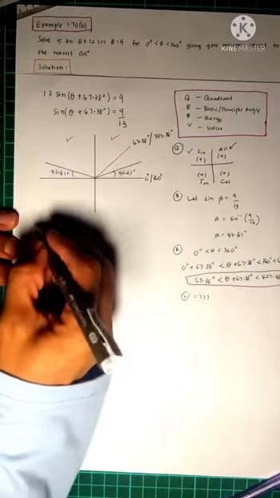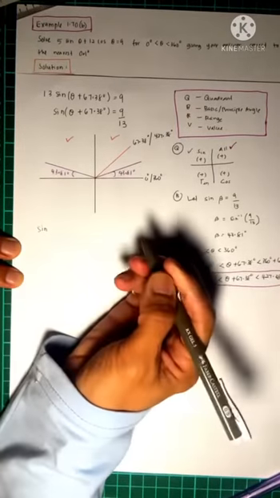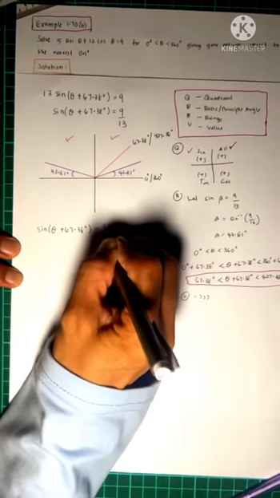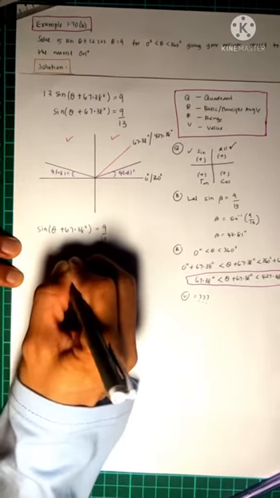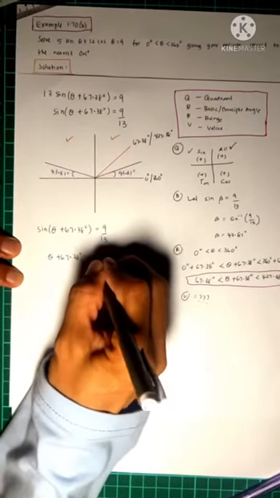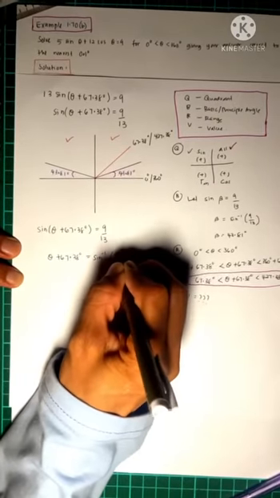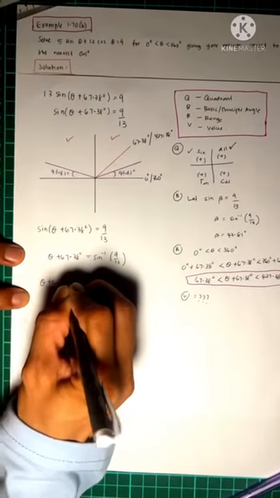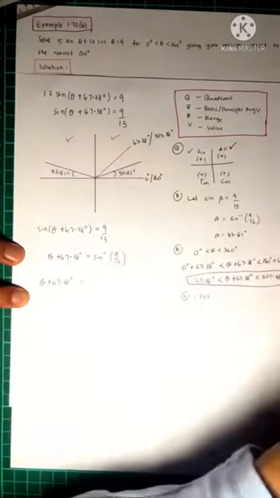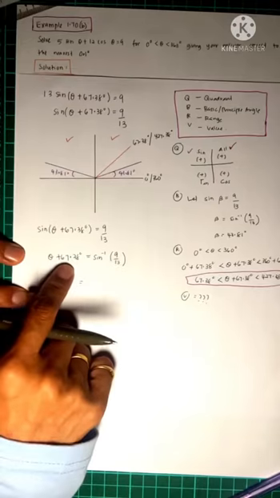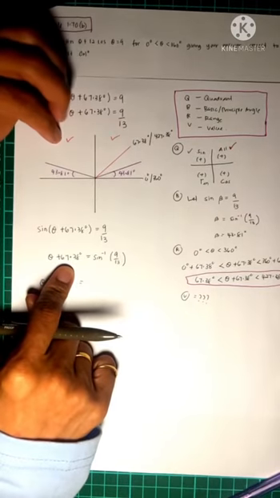So now we solve the problem. So we know sine of theta plus 67.38 degrees is 9 over 13. So theta plus 67.38 degrees, where we add arc sine on both sides of the equation, we will get theta plus 67.38 degrees is equal to arc sine 9 over 13. So it is in the first quadrant and second quadrant.